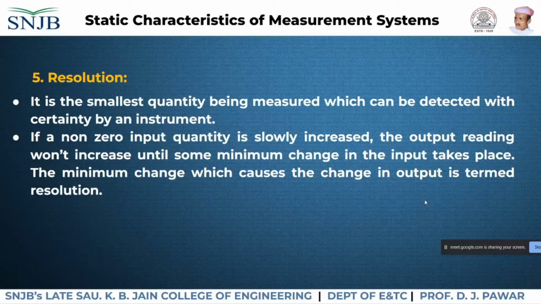Fifth characteristic is resolution. It is the smallest quantity being measured which can be detected with certainty by an instrument. For example, मला लिटर मध्ये काहीतरी लिक्विड मेजर करायचं होतं, तर मिनिमम मी किती मेजर करू शकतो? 5 ml.